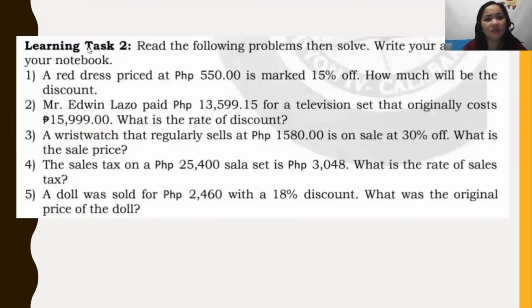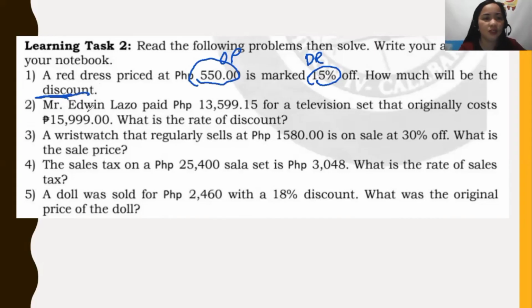Here in learning test number 2, read the following problems, then solve. Write your answer in your notebook. So, ang gagawin nyo, papaliwanag ko na lang muna. In number 1, a red dress priced 550 pesos is marked 15% off. How much will be the discount? So, ito, yung original price niya. At ito, ang discount rate. Ang hinahanap natin dito ay discount.